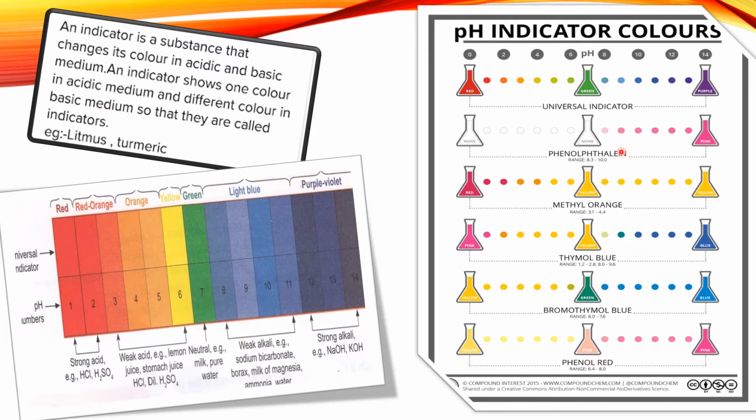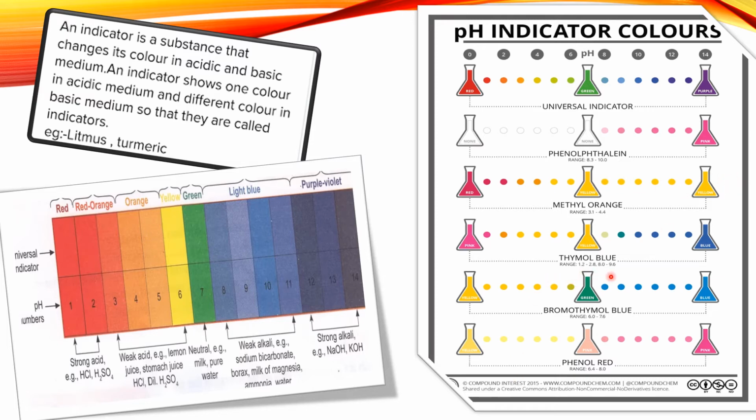That means when you use universal indicator, it will show red color in acid and purple color in base. Like this, phenolphthalein: white, or you can say just transparent color, and this is pink. In case of methyl orange, pinkish, dark pink you can say, and yellow. Yellow will be yellow, that means no color change occurs.